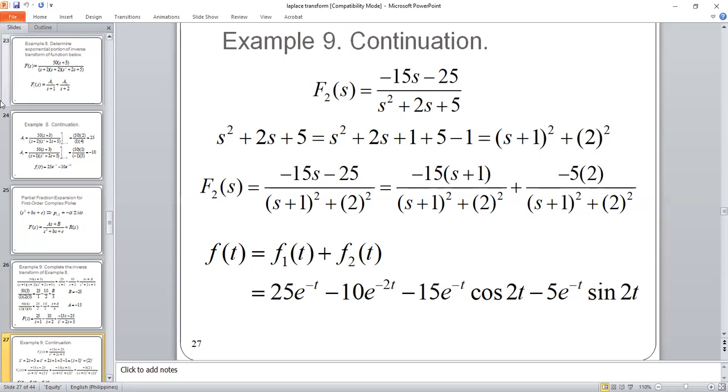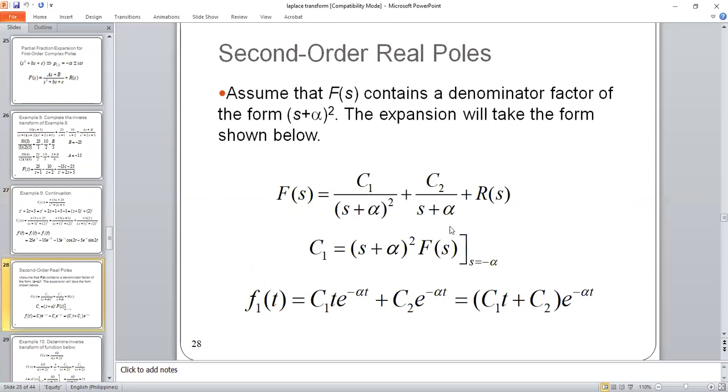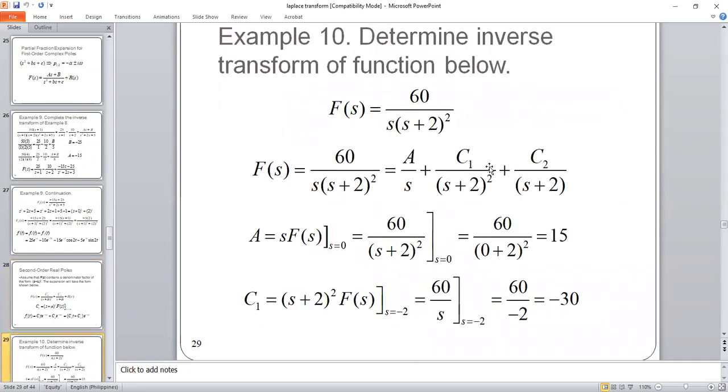Now, what you have here in the first two examples are linear roots and quadratic roots. I think I have here one wherein it's being repeated. So you see this one here? Second order real poles, wherein the poles or the roots are being repeated. So when you write its equivalent partial fractions, it's like this. For example, this one, example 10. You have 60 over s times (s plus 2) squared.